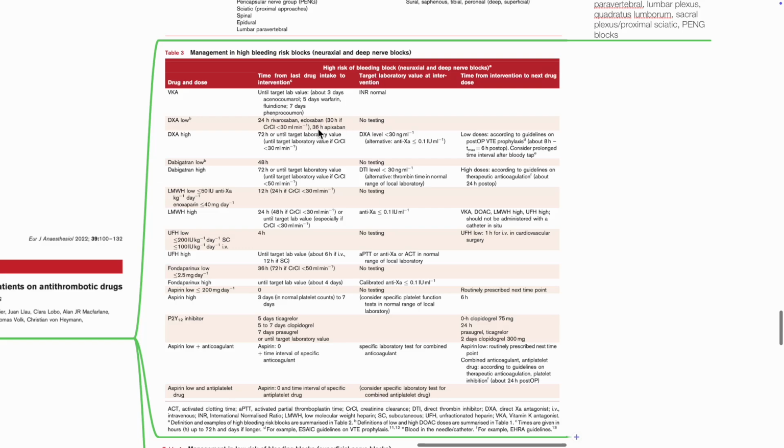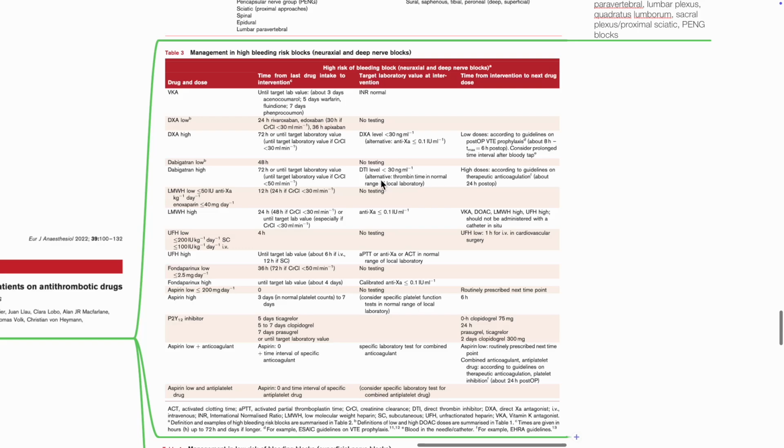For apixaban, it's 36 hours. For high-dose direct Xa inhibitors, it should be 72 hours or until target lab value, DXA level less than 30 nanogram per ml, or anti-Xa less than 0.1 international unit per ml. For low-dose dabigatran, it should be 48 hours. For high-dose dabigatran, it should be 72 hours or until target lab value, which is less than 30 nanogram per ml.